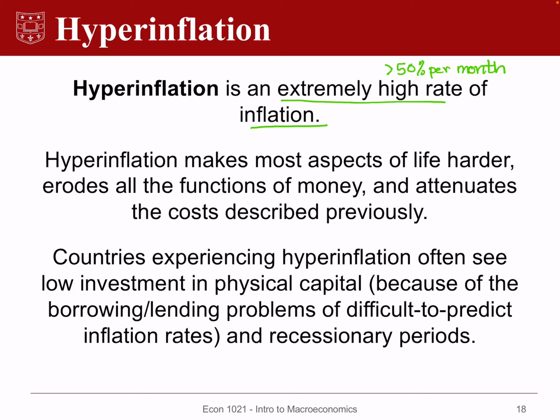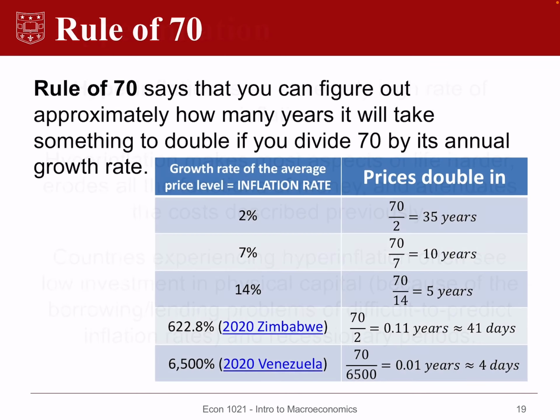We tend to see countries experiencing hyperinflation often have low levels of investment in physical capital because of the borrowing and lending problem that we just finished talking about, and they often experience recessions. So some of you may choose a country that is experiencing hyperinflation. Zimbabwe still is, though less extraordinary than it was. Venezuela is a classic example right now. And there are countries that more recently have experienced hyperinflation that you may choose to do your country study on, which would be interesting for all of us.